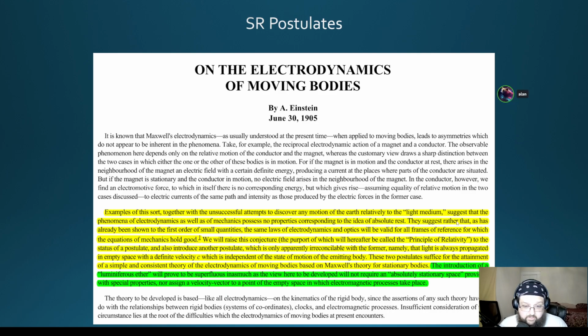They suggest rather that, as has already been shown to the first order of small quantities, the same laws of electrodynamics and optics will be valid for all reference frames for which the equations of mechanics hold good. We will raise this conjecture, the purport of which will hereafter be called the principle of relativity.